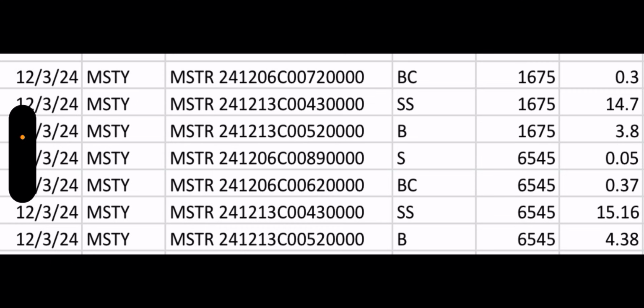And then down below that, they did a BC, buy to close. Another position, that was the 620 strike, and then that one had a credit call spread, so they had to, on top of that, sell the call, and then after that, they reused the 6,545 contracts for a new call.